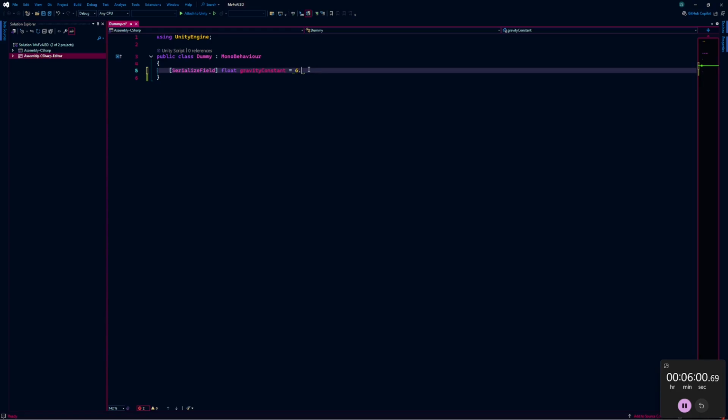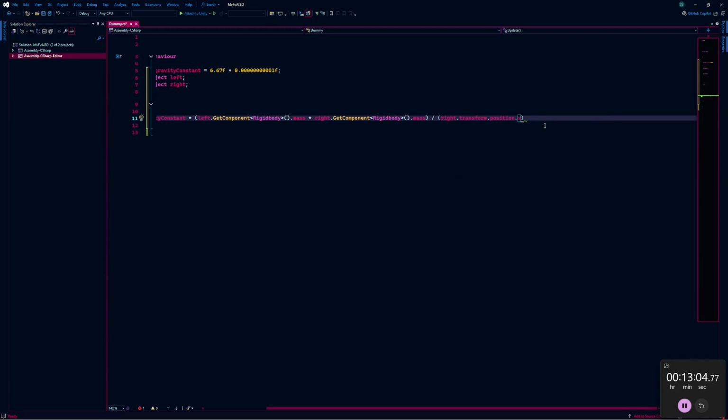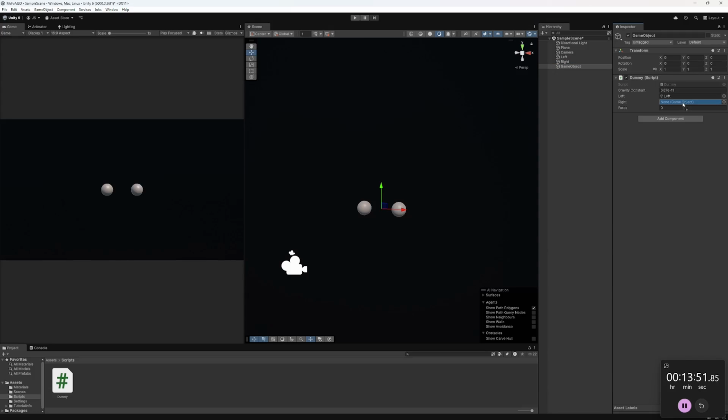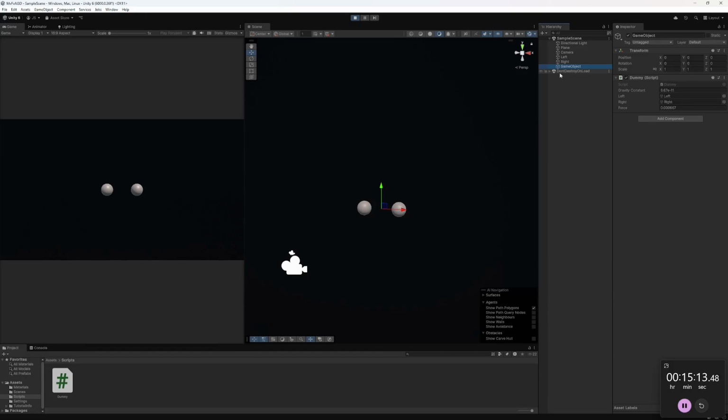Let's see, 6.67. Can you do powers in Unity? Is that legal? Oh, I don't know. Can I literally just type in force, gravity constant, mass? The distance between the two, so I'll do the positive one minus the negative one. Left, right, extremely small number, so obviously the farther away they are, really massive. Cool. I'll make these really massive. Ooh, that's a reasonable number now.